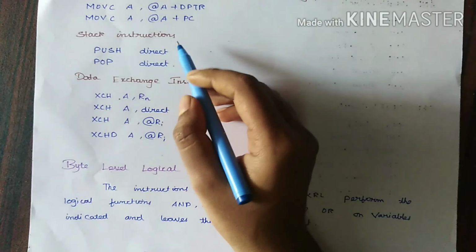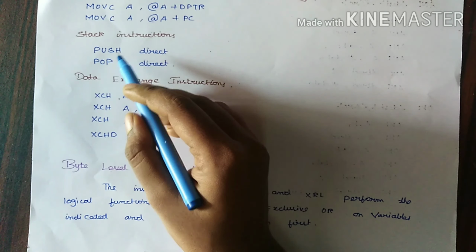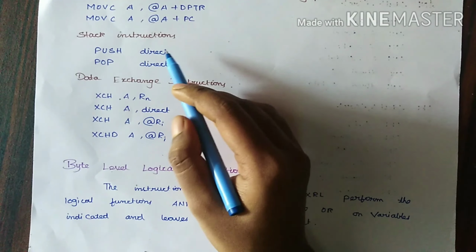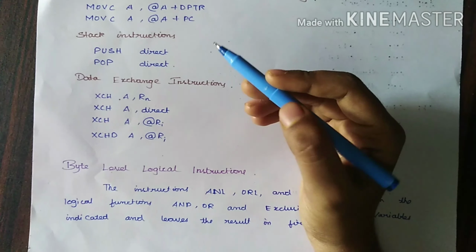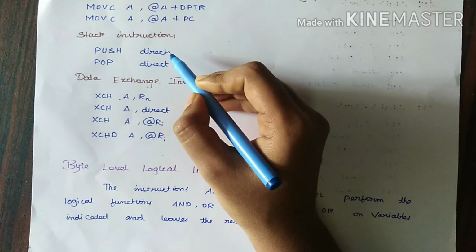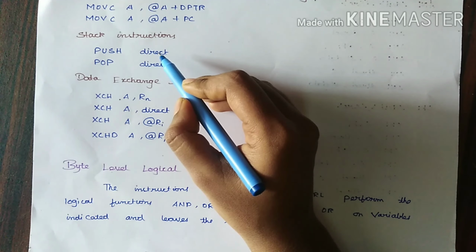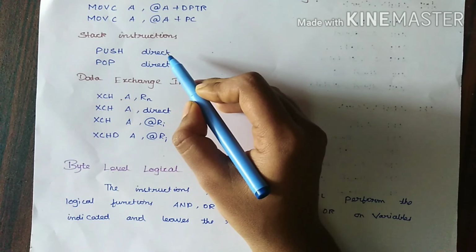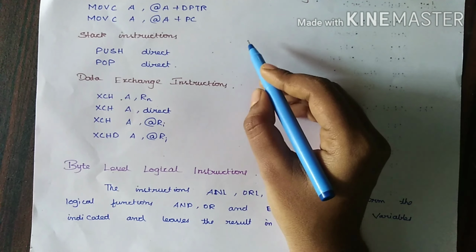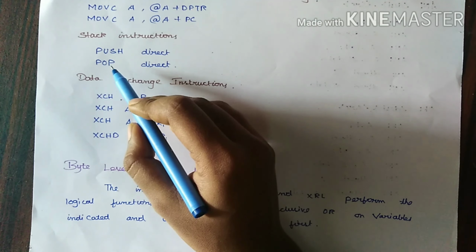And the next instructions are stack instructions. In stack we use the instructions push and pop. On using the push instruction, the stack pointer will get incremented by 1, and the data from this direct address, or we can also mention a register name in this, the data from that register or direct address will get copied to the location which is pointed to by the stack pointer. And the next instruction is pop.